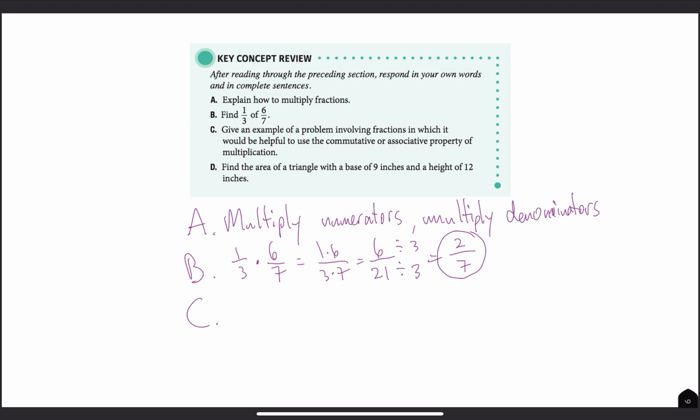So for instance, let's say 2/3 times 1/5 times 1/4. So what I notice is that this 2 and this 4 have a common factor of 2. 2 goes into both of those numbers. So when I eventually go to write them, it actually would be more helpful for me to write it like this.